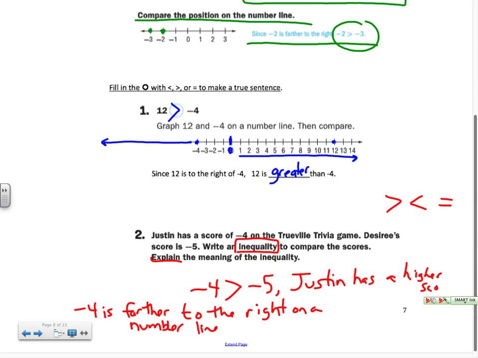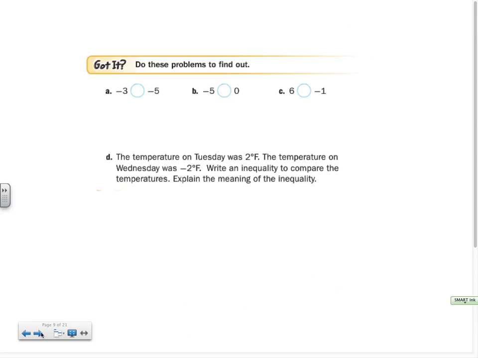score. All right, turn the page in your notes and go ahead and do these Got It problems to find out.